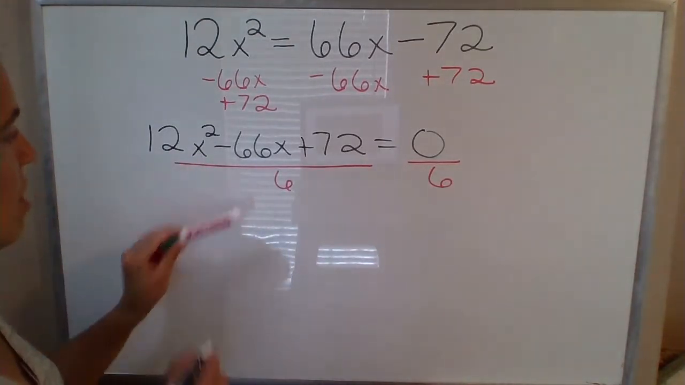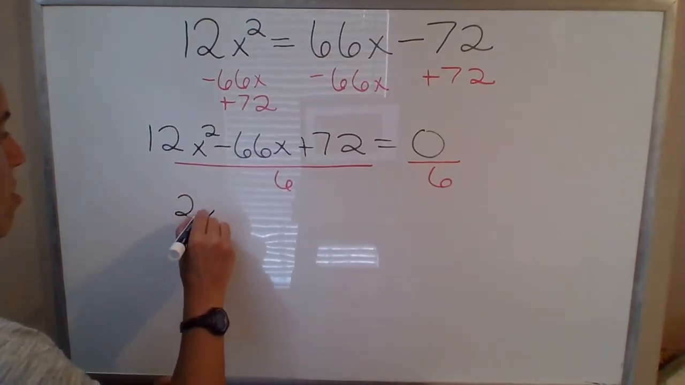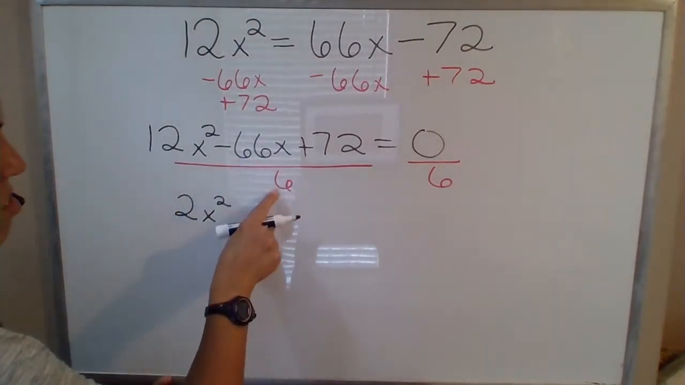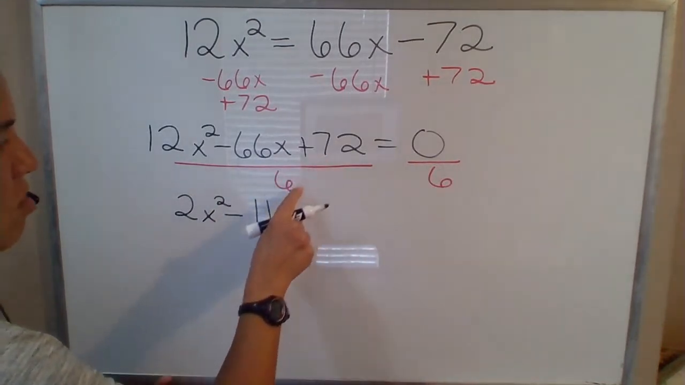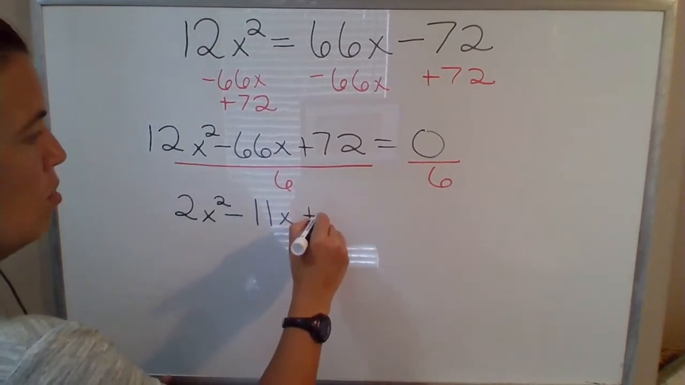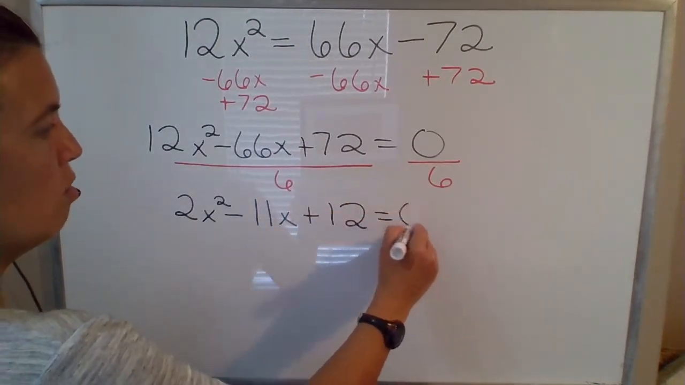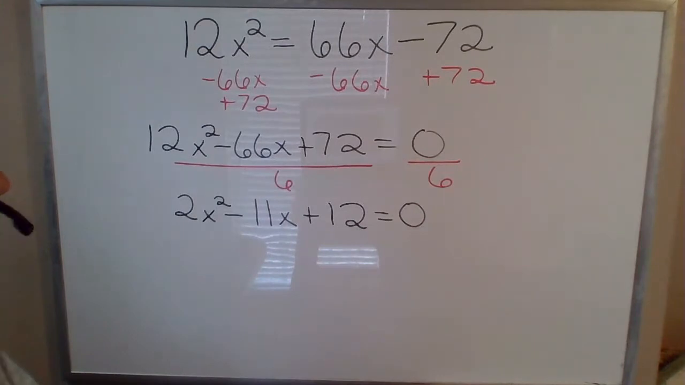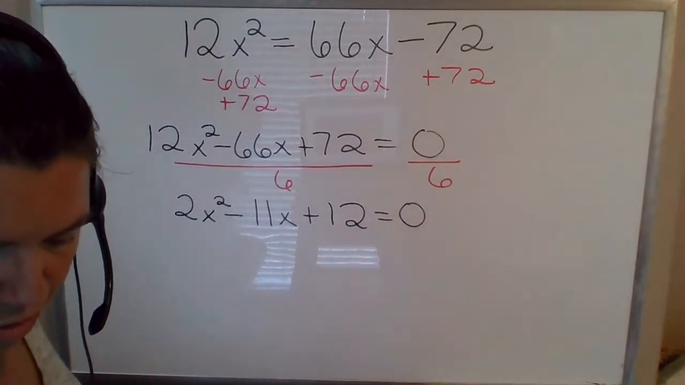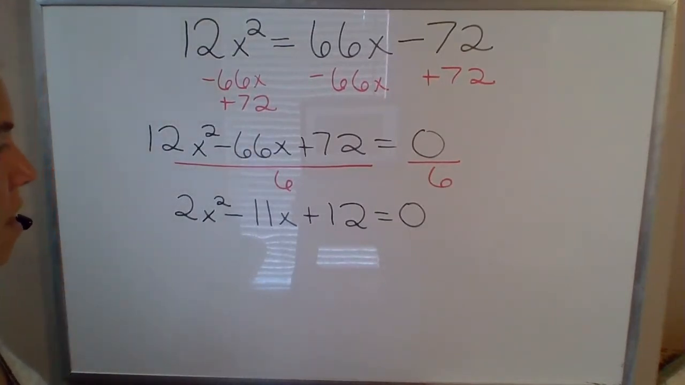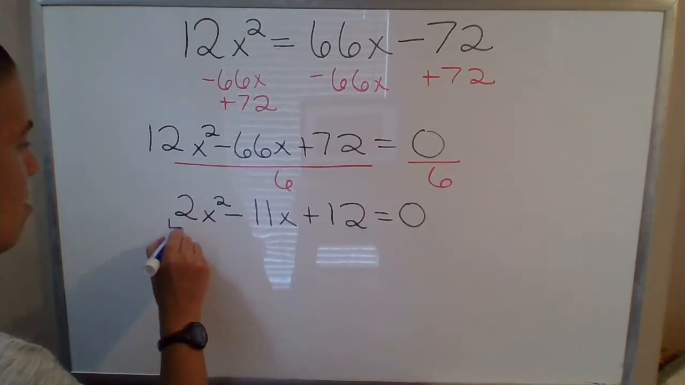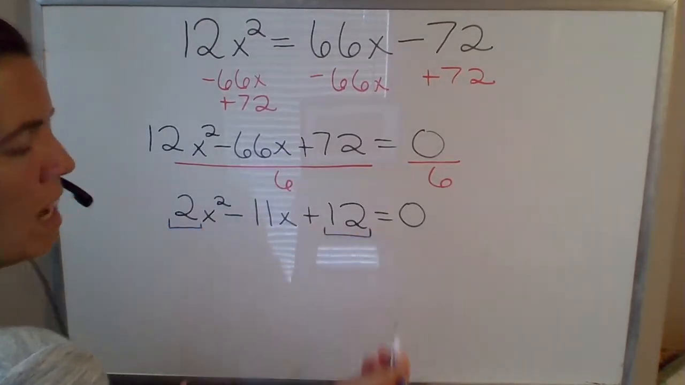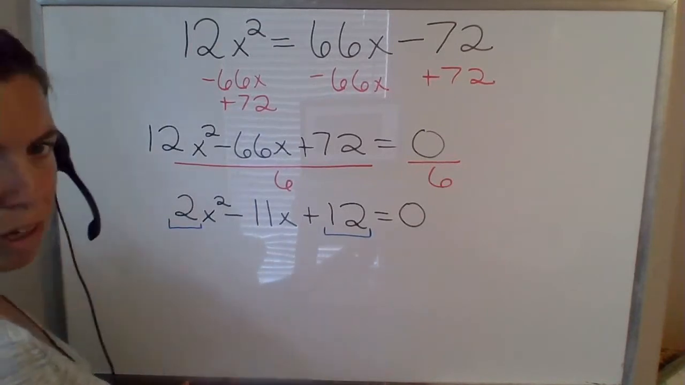So 12 divided by 6 leaves us with 2x squared. 66 divided by 6, so now this is minus 11x. And 72 divided by 6 is 12. Equals 0 divided by 6 is 0. Now, if I want to consider solving this by factoring, then I need to find two numbers whose product is a times c. That's the way I think about this. So the AC method is what it's sometimes called.